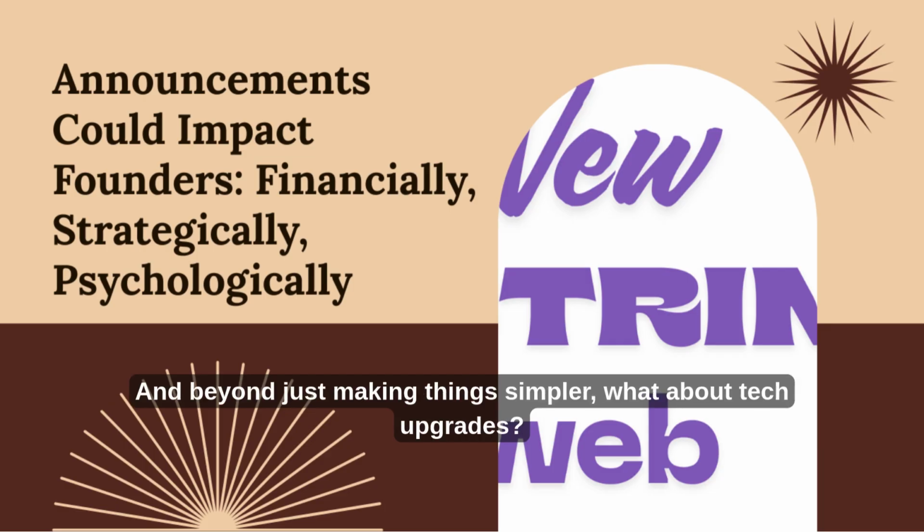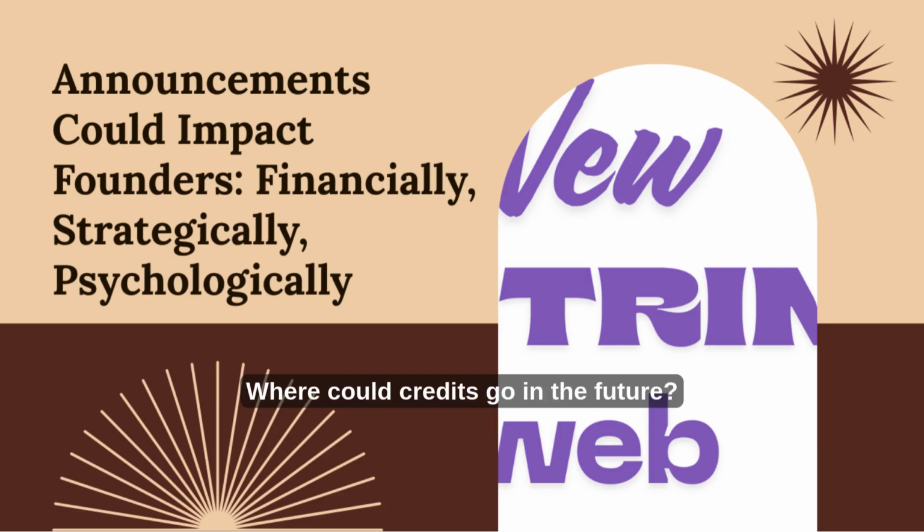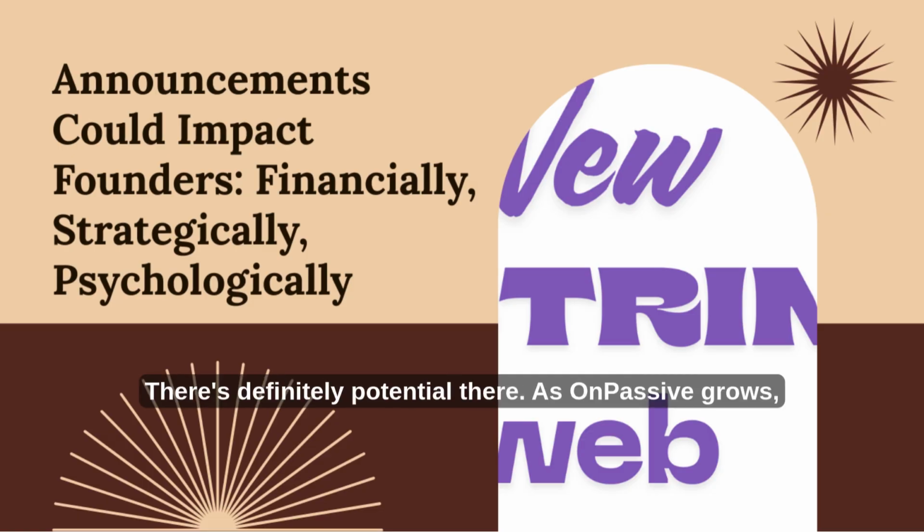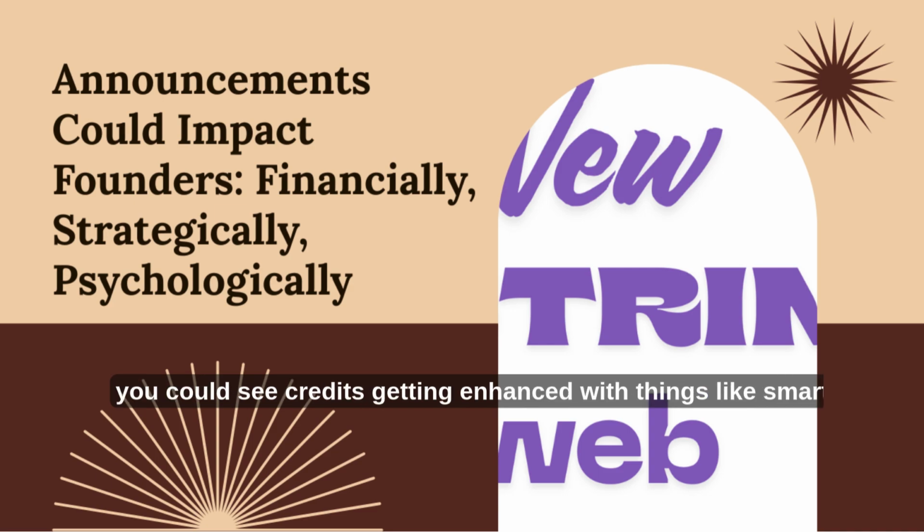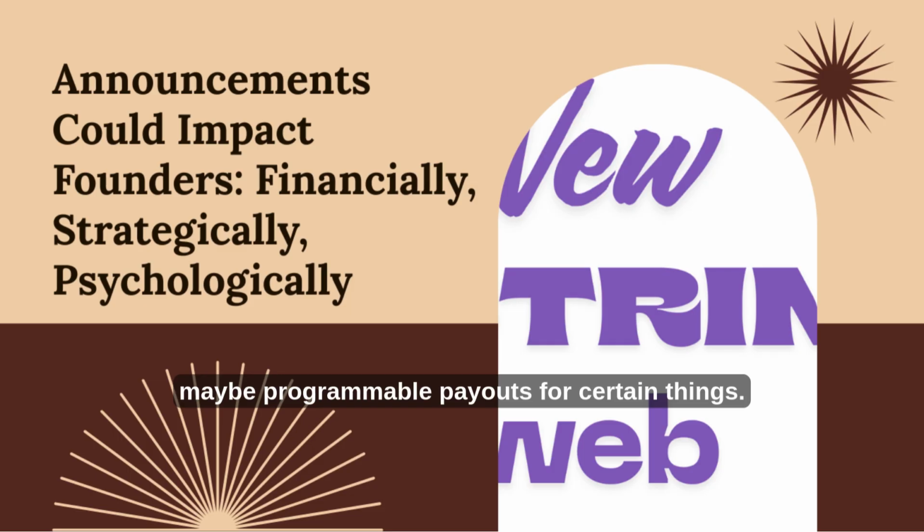And beyond just making things simpler, what about tech upgrades? Where could credits go in the future? Could they integrate with, say, crypto or other digital finance trends? There's definitely potential there. As OnPassive grows, you could see credits getting enhanced with things like smart contracts, maybe programmable payouts for certain things. The O-Wallet itself could potentially become interoperable with both regular fiat accounts and maybe even crypto wallets down the line. That would massively boost flexibility. Imagine using credits seamlessly for OBless donations, that's their charity thing, or shopping on their OMart platform.